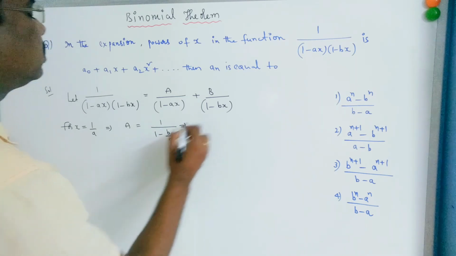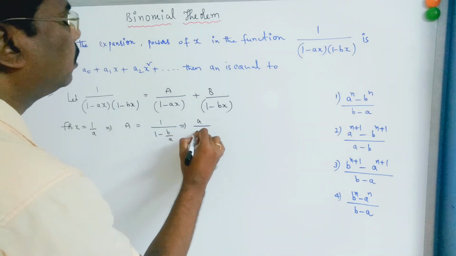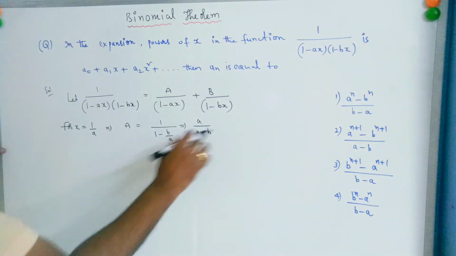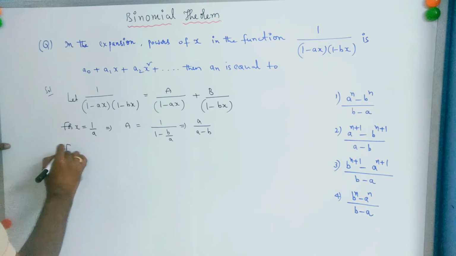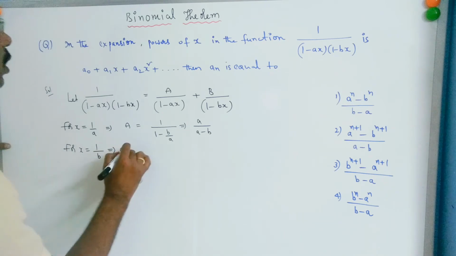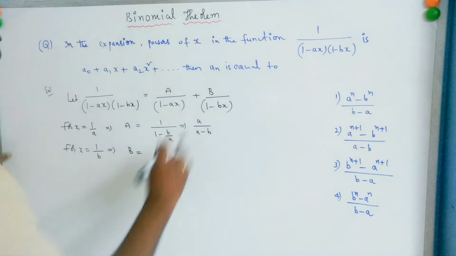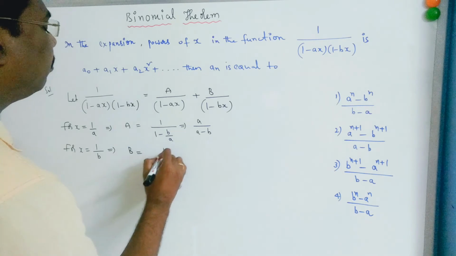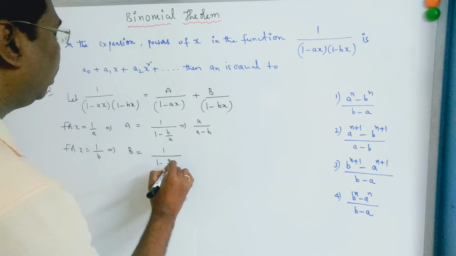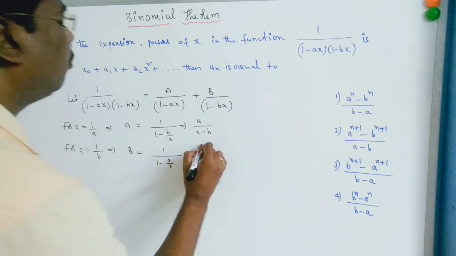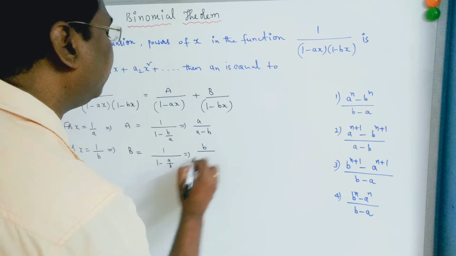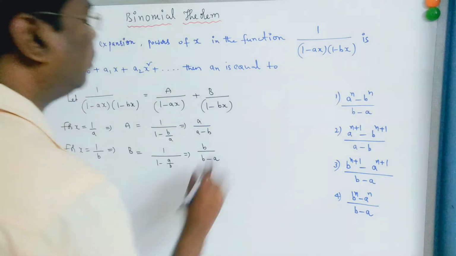Okay, b by a means a by a minus b. Now a is equal to a by a minus b. Now for x is equal to 1 by b, now b is equal to 1 by, now 1 minus a by b. Now b by b minus a, b by b minus a.